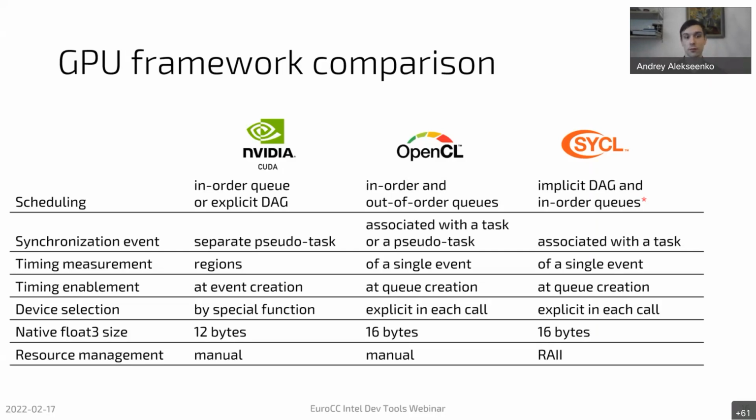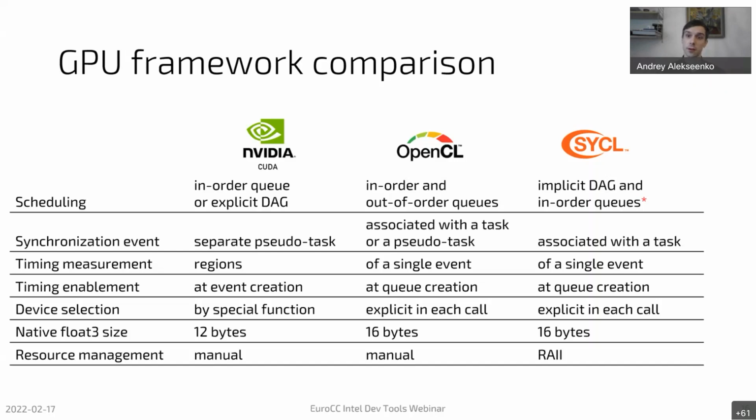And yeah, say float3 is 16 bytes. It has padding, while in CUDA it has not. There is a different approach to device and queue management. And SYCL inherited most of those things in terms of all those device management minutiae.